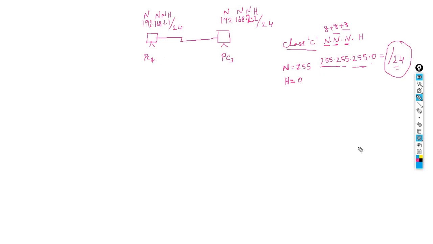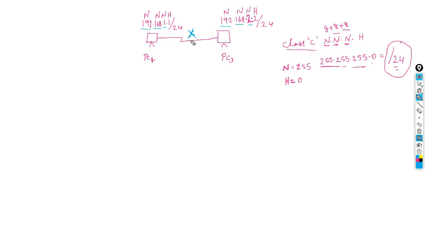How can I say? You can see here, this is 192, here also 192, both are same, good. Second portion 168, here also 168, both are same, good. Third portion here is 1, here is 2. So they are not in the same network. If they are not in the same subnet, then these two PCs cannot communicate. We can say if two devices are connected directly and don't have the same subnet, they cannot communicate.